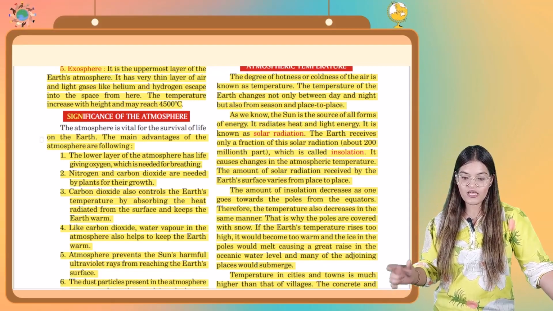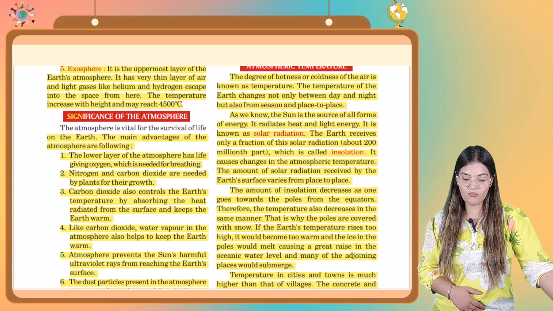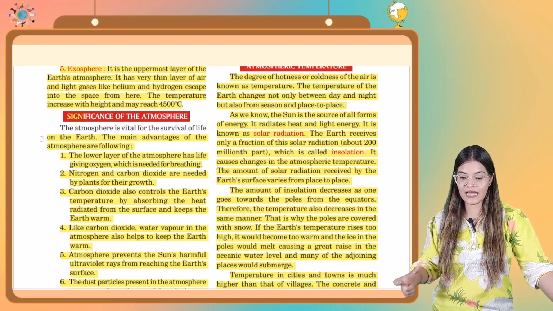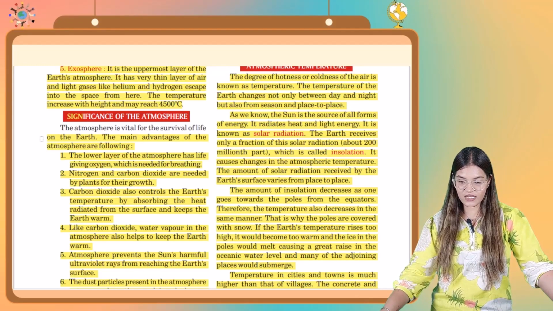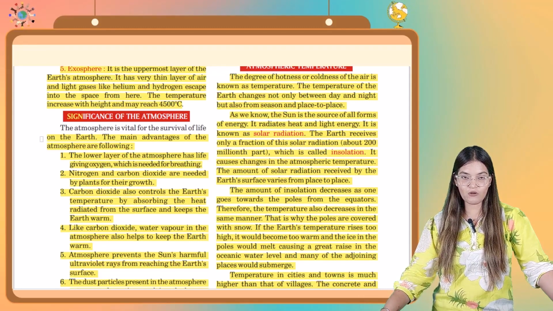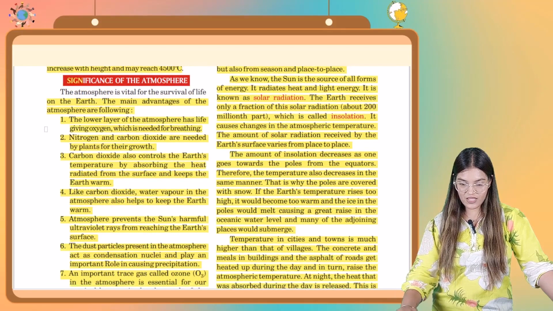As we know, the sun is the source of all forms of energy. It radiates heat and light energy. जो वो heat pass करता है और light energy भी. It is known as the solar system. The earth receives only a fraction of this solar radiation, about one in 200 million parts, which is called insolation. It causes changes in the atmospheric temperature.